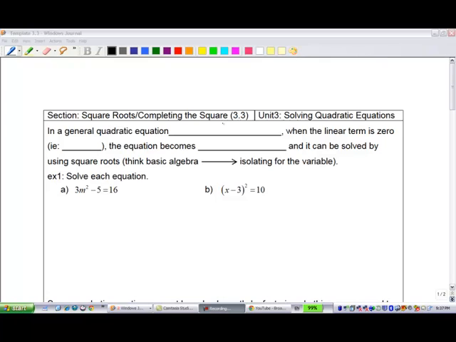Welcome to Solving Quadratic Equations for Pre-Calculus Math 11, and what we're taking a look at today is square roots and completing the square, which is section 3.3.